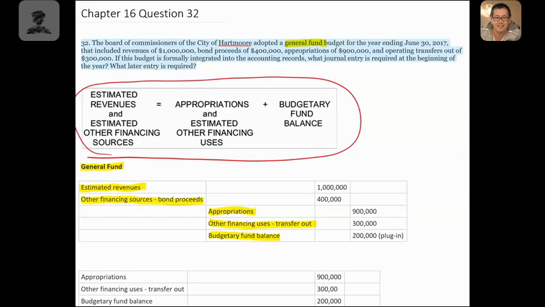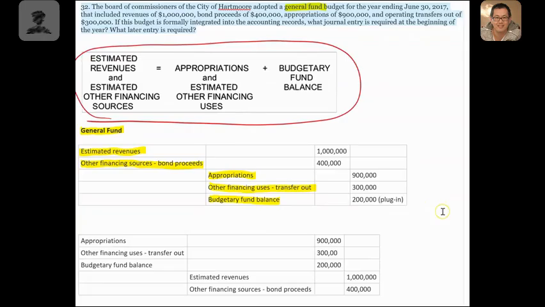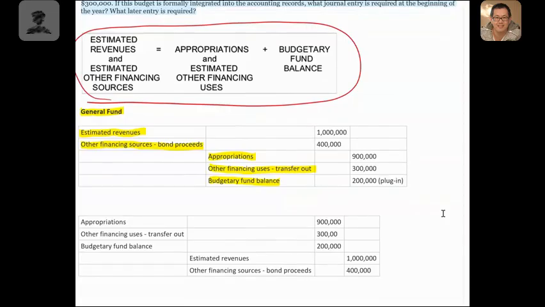And the last one is the budgetary fund balance. Its plug-in number is equal to the estimated revenues and other financing sources minus the appropriations and estimated other financing uses. The journal entry I just gave you is the journal entry at the beginning of the year, and at the end of the year we're going to reverse the journal entry just prepared, because all the accounts here are temporary accounts, and they are not going to show up on the final financial report. So we need to reverse the prior journal entry and zero them out.